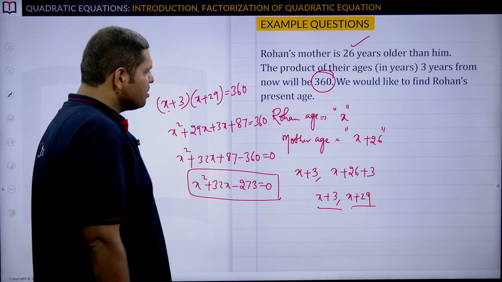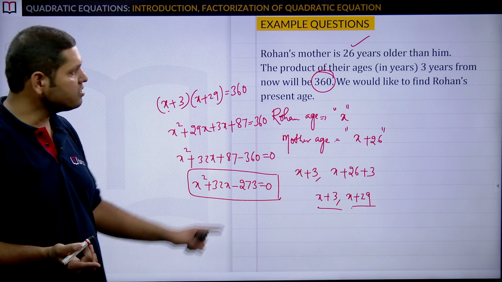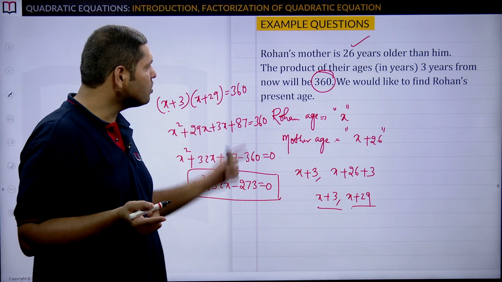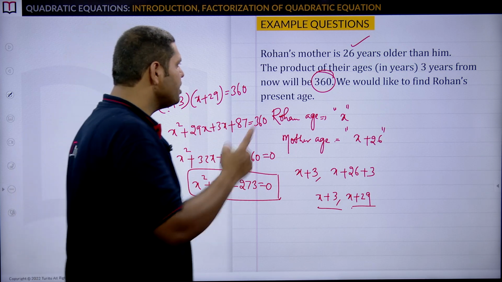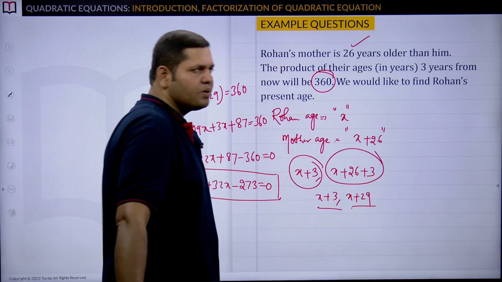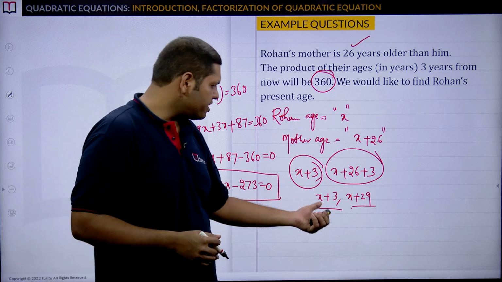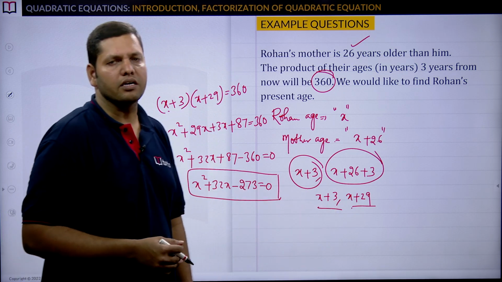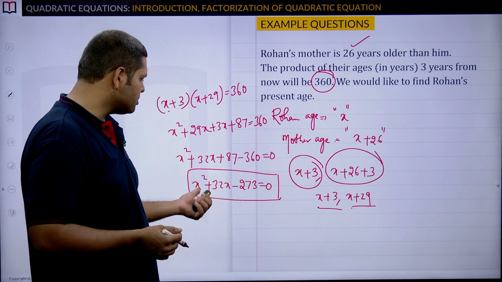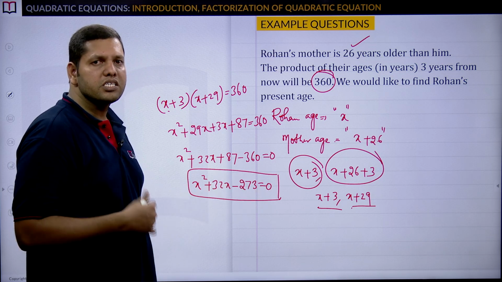See, children, the question is very simple. First I am taking Rohan's age as x. Then the mother's age will be x plus 26, because they clearly mentioned the mother is 26 years older than Rohan. And next, children, 3 years from now, that is after 3 years, the age is x plus 3 and the mother's age is x plus 26 plus 3, that is x plus 29. Then the product is this, children. So at last the answer is x square plus 32x minus 273 equal to 0. So that is our final solution.